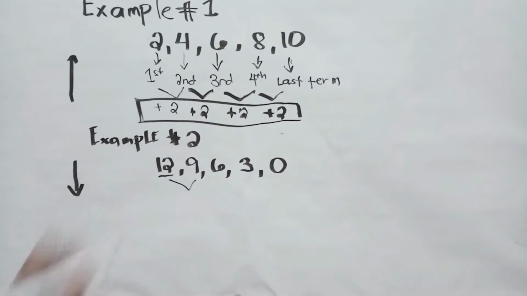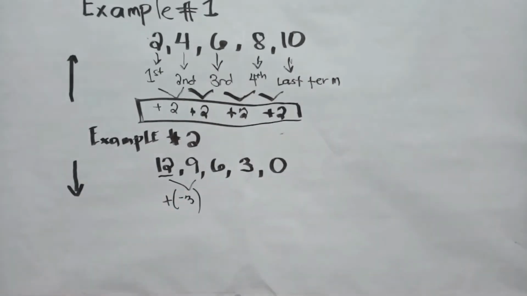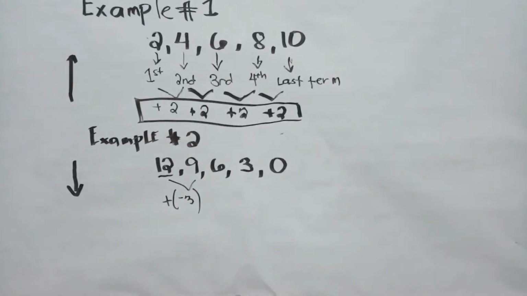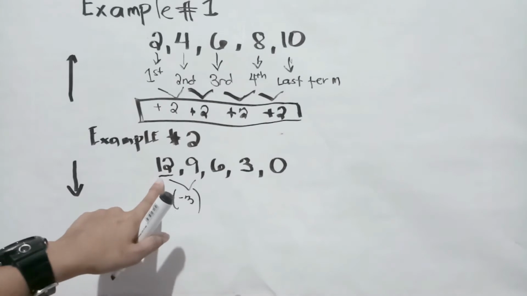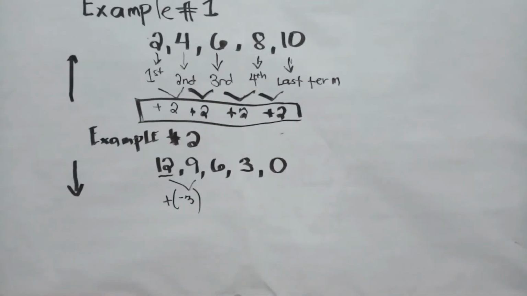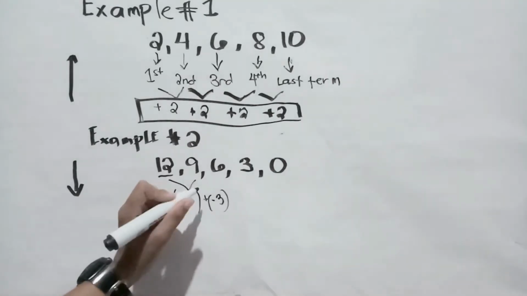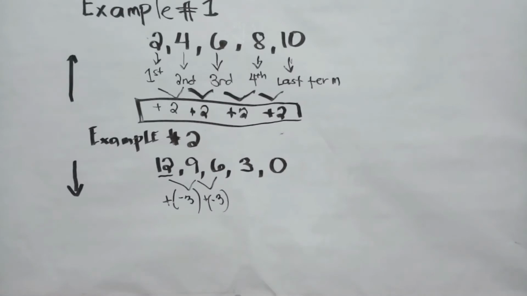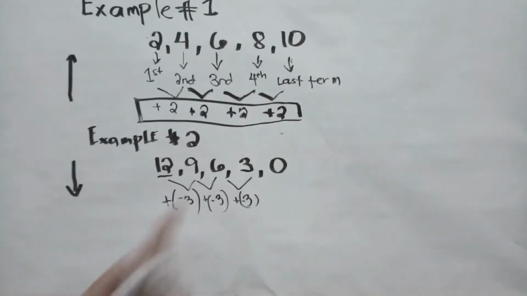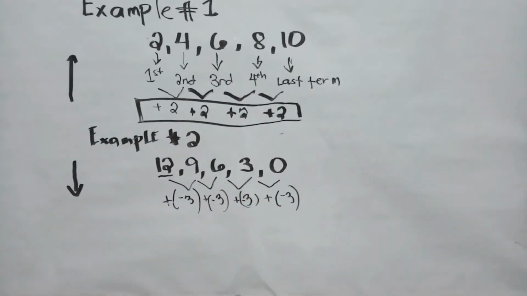So 12 plus negative 3 is equal to 9. So again, what is the rule in adding integers? Okay, different sign, subtract. As you can see, 12 is positive and 3 is negative, so you need to subtract to get 9. Copy? Okay, next. 9 plus negative 3 is equal to 6. Then 6 plus negative 3 is equal to 3. And 3 plus negative 3 is equal to 0.